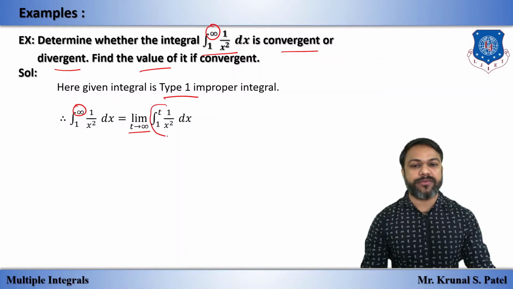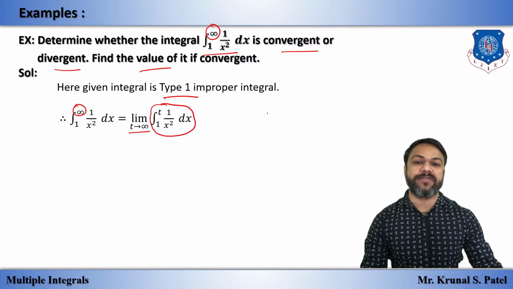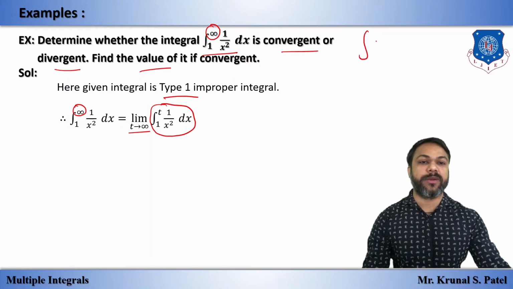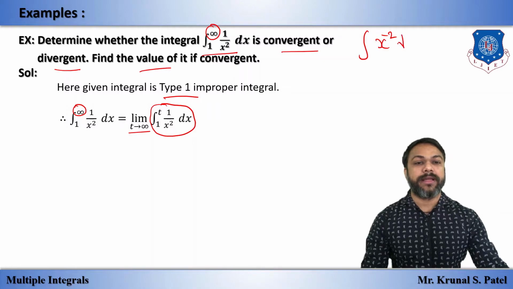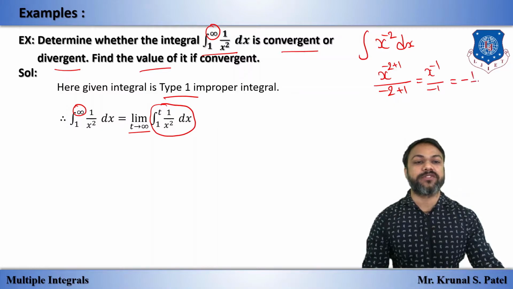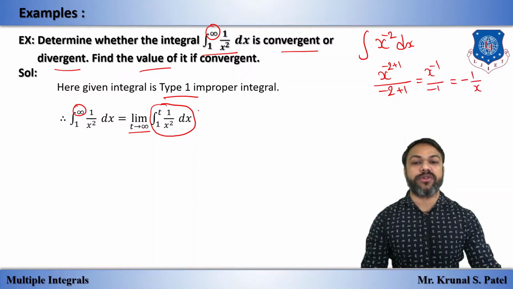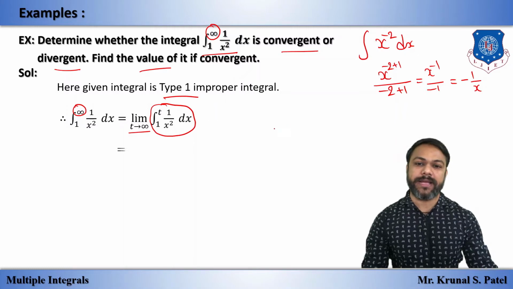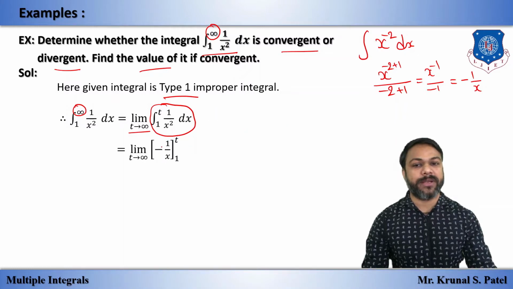Now the integration of 1 upon x square: as we know, we have to take x square to the numerator, and then we can apply the integration formula, minus 2 plus 1 upon minus 2 plus 1. So x to the power minus 1 upon minus 1, which means minus 1 upon x. So the integration of 1 upon x square is minus 1 upon x. So after upper limit minus lower limit, we have this.